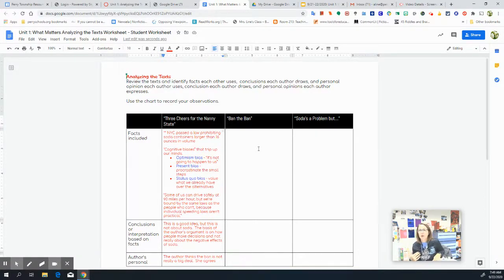Then, as we go on, other facts that she includes, and if we turn the page to page 278 in our textbook here, she talks about those cognitive biases that keep us from making the right choices. Because there are 3 paragraphs, 8, 9, and 10, that talk about this, but I'm not going to write all of that information down. I'm just going to put the most important part. So that cognitive bias that trips our mind up, that's her argument.